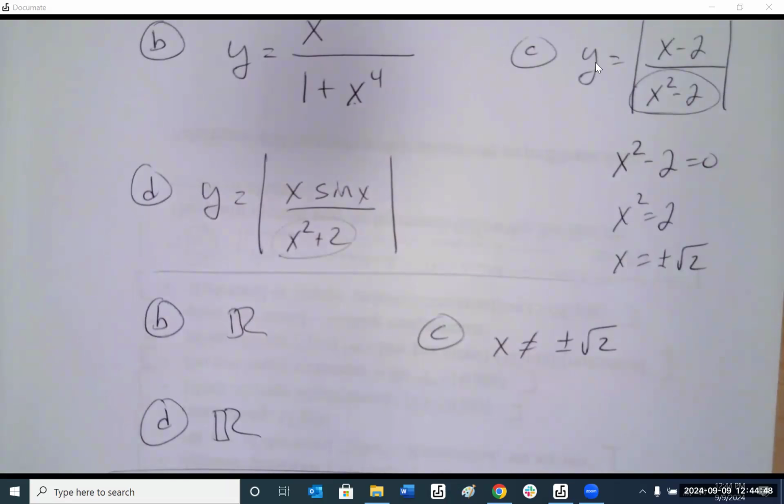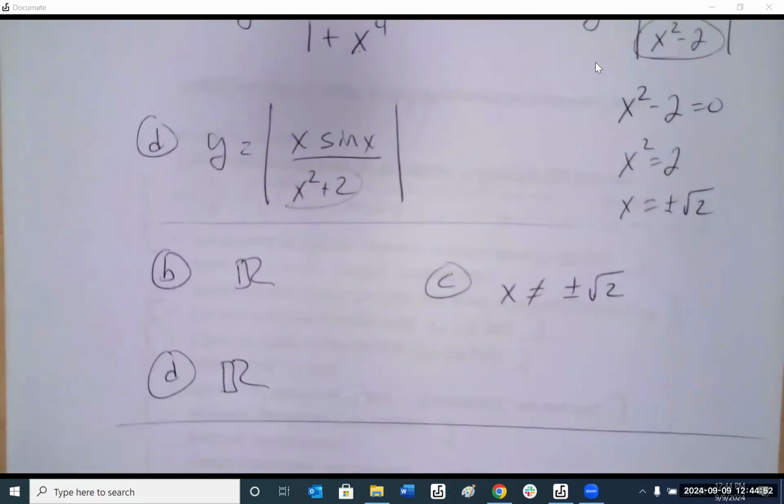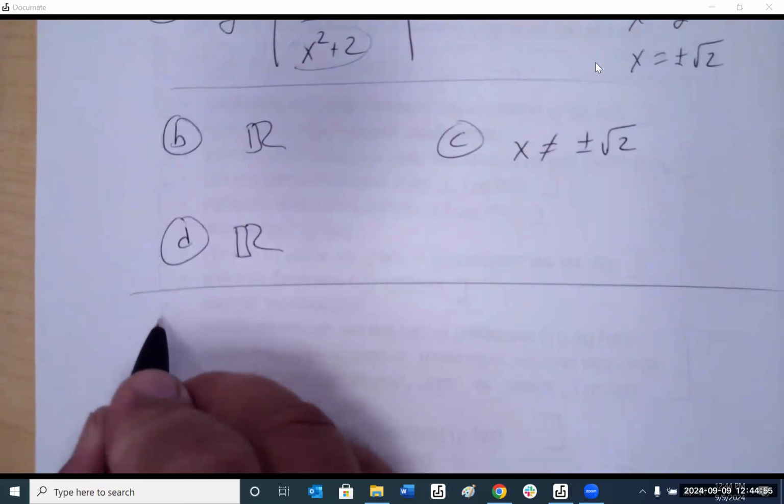So again, the rules of algebra still apply here. If you have a rational, look at the bottom number. If you have a radical, think of the rules of the radical.